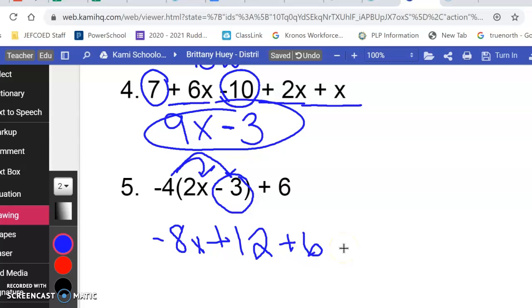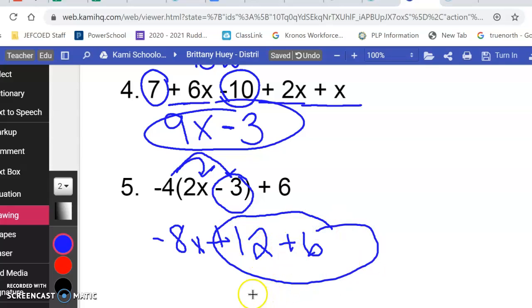All right, now next, I'm going to look for like terms. Notice here, negative 8x, there's no other x's anywhere. But I do have some constants here. I have a constant with 12, or positive 12 I should say, and I have a constant with a positive 6. These two are like terms, they can be combined. So 12 plus 6 is 18, and since it's positive, we're going to make sure we put the plus sign for positive.